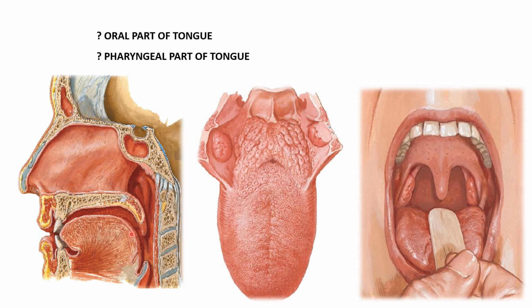And again there is a small posterior region, this part that is behind the palatoglossal fold. This is called as pharyngeal part of the tongue because this part is forming the anterior limit of oropharynx. So this is the oropharynx. Its anterior limit is bounded by posterior aspect of the tongue. That's why this part of the tongue is called as pharyngeal part.